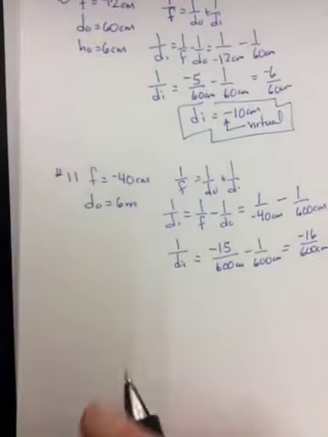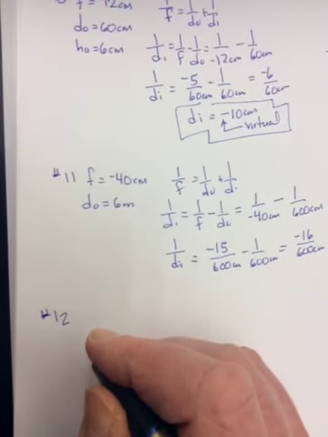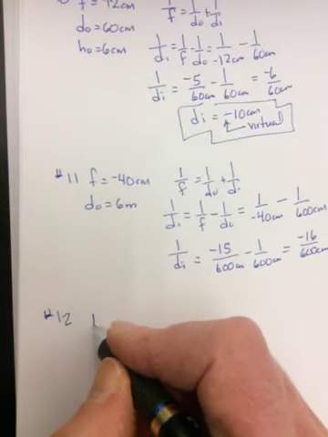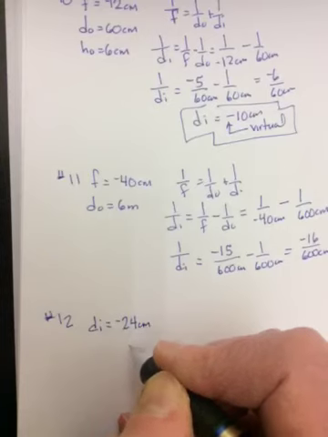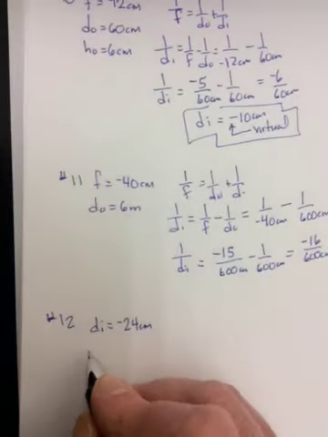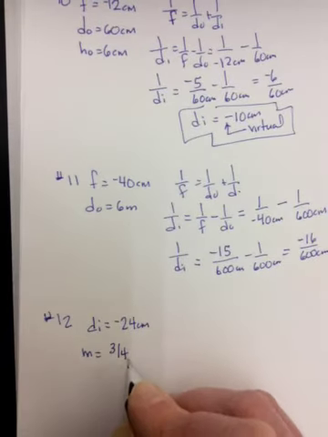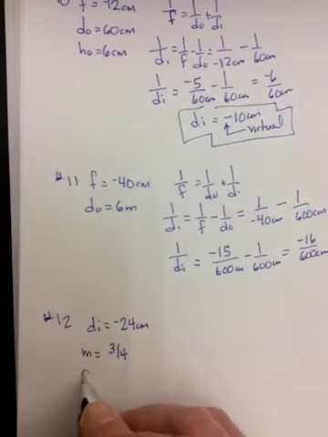All right, number 12 says, a convex mirror is needed to produce an image located 24 centimeters behind the mirror. So your DI, behind the mirror, is negative 24 centimeters. That is 3/4 the size of the object. That's M, the magnification. What is the focal length?